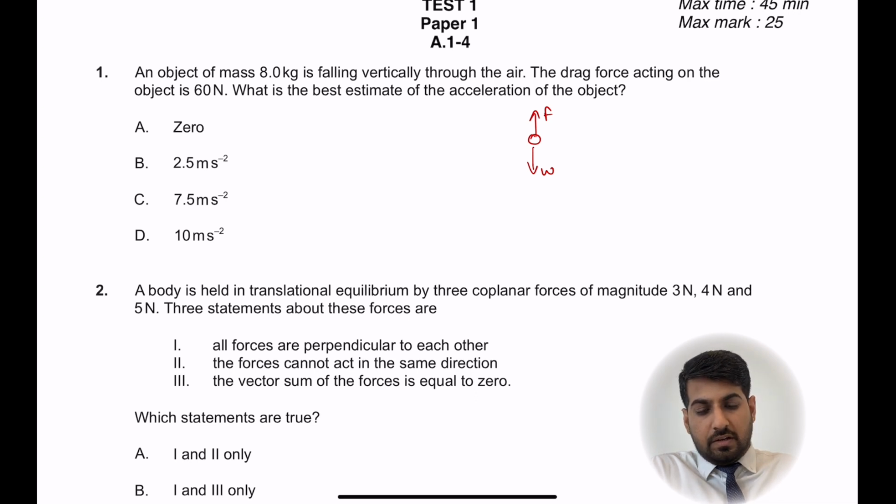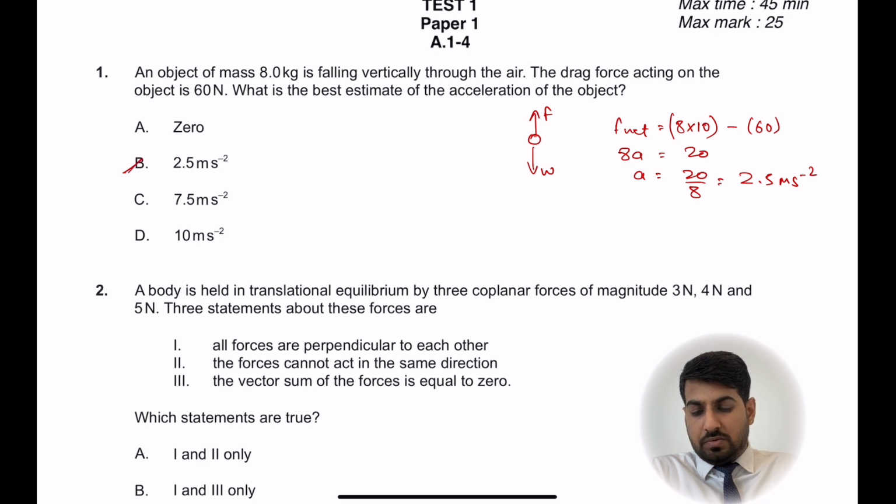So the net force, can I write down, that is 8 into 10. Let us take g as 10 for easy calculation, minus drag force, which is 60. So this is how much? 80 minus 60 is 20, and F net is mass into acceleration. So acceleration will be 20 by 8, which will be 2.5 meter per second square. Okay, so option B is the right answer.